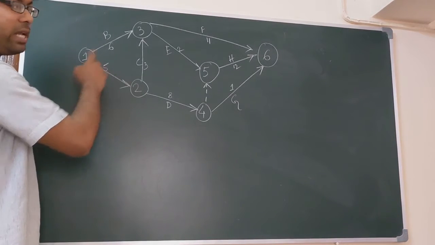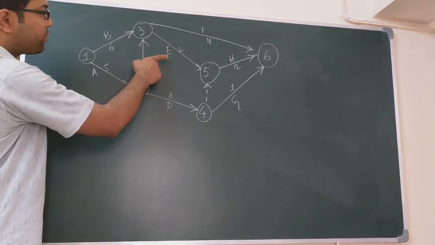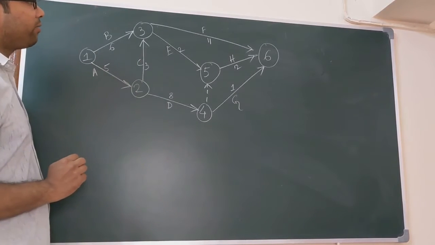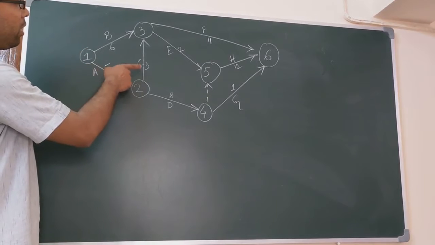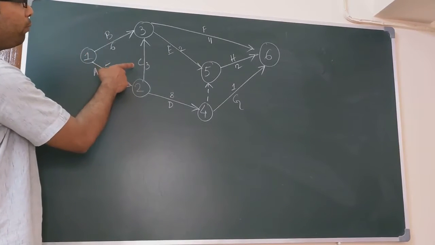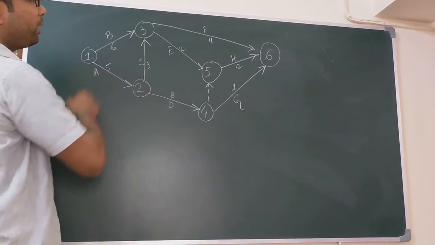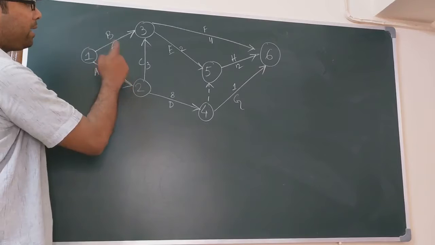This C activity starts after the completion of A. This E activity starts after the completion of B and C. So E starts after completion of both B and C. Similarly, F starts from this point, that is completion of B and C.